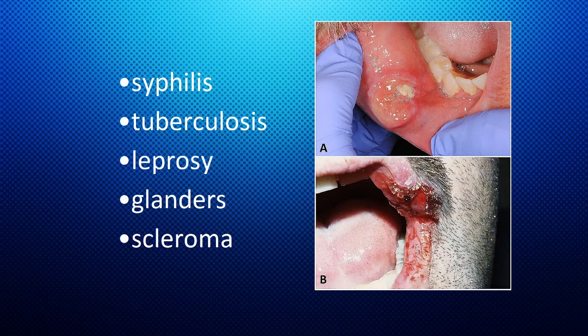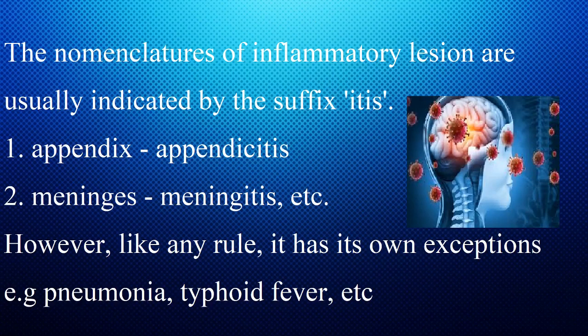Let us look at the nomenclature of inflammation. The nomenclatures of inflammatory lesions are usually indicated by the suffix -itis. Thus, inflammation of the appendix is called appendicitis and inflammation of the meninges is called meningitis, etc. However, like any rule, it has its own exceptions, examples: pneumonia, typhoid fever, etc.